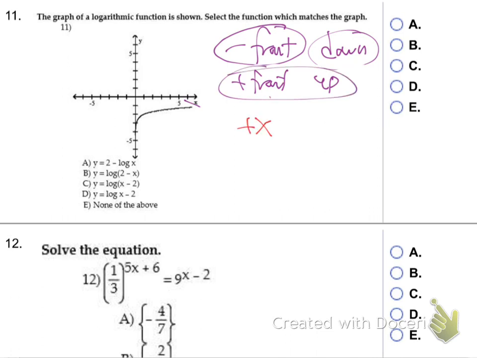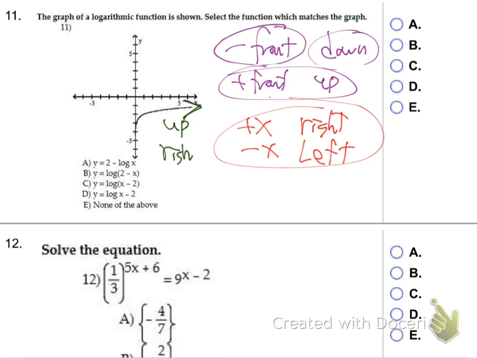And then positive on X is to the right. Negative on X is to the left. So the sign on the front tells you up or down. Sign on the X is right or left. And then just look at your graph. What do we have on our graph? It's going up and to the right, which means we want positive in the front and positive on X. So could option A be right? No. What's wrong with A? Got a negative in the front of the log. No way. How about option B? No, negative in X.